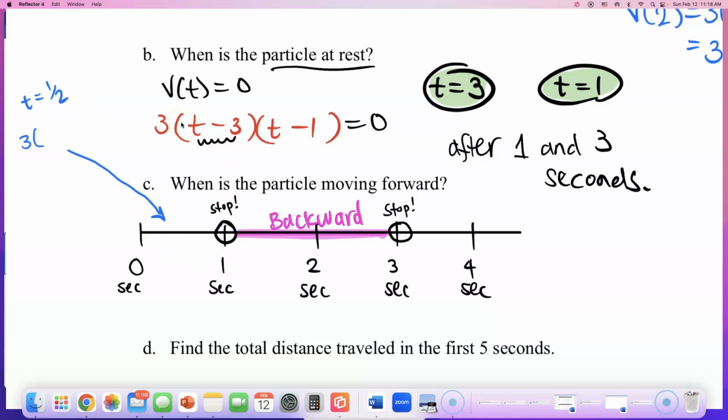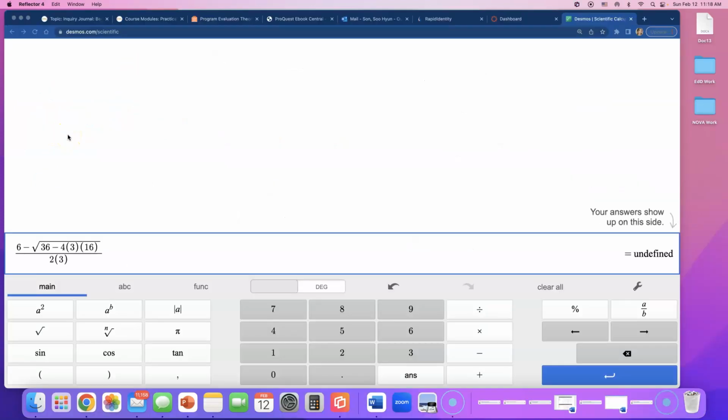So if you do 3 times half minus 3 times half minus 1, now we really don't need an exact value, we just need the sign of this number, right? So we're doing 3 times, now look, if you do half minus 3, that's a negative number, right?